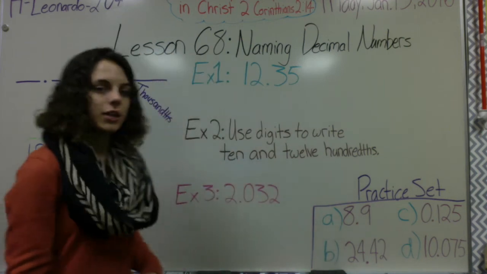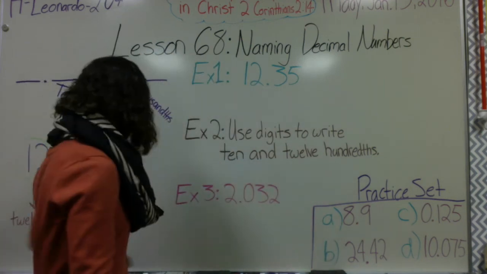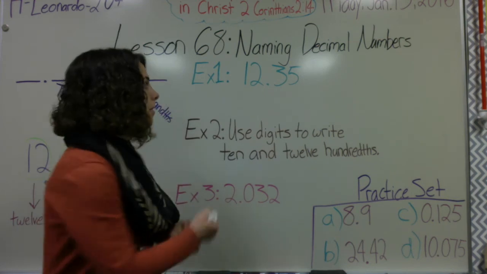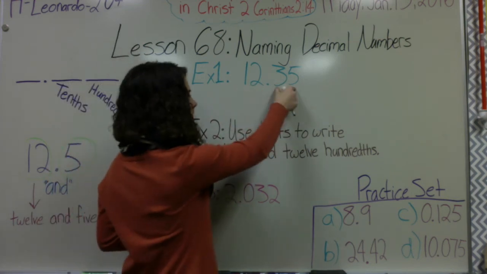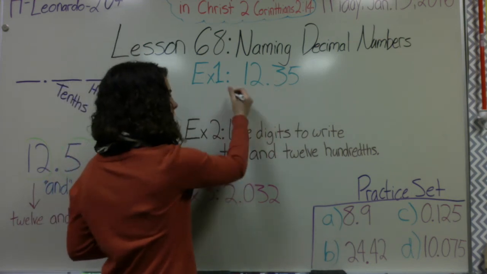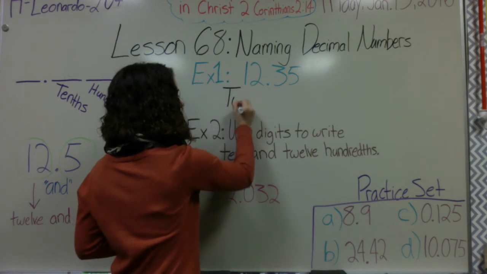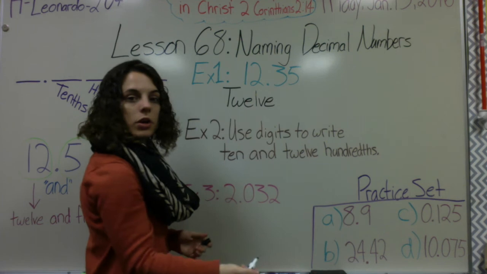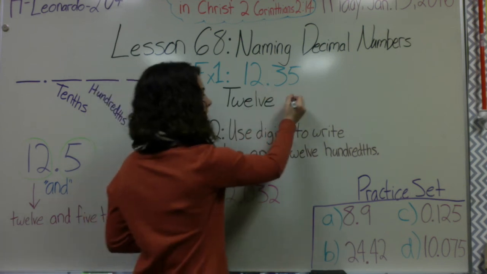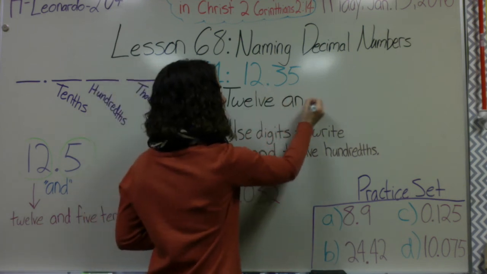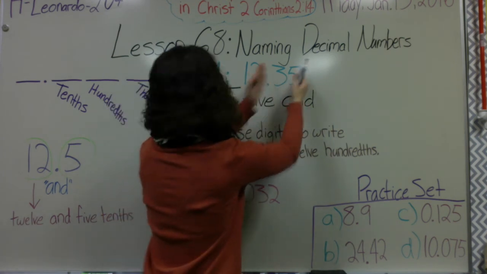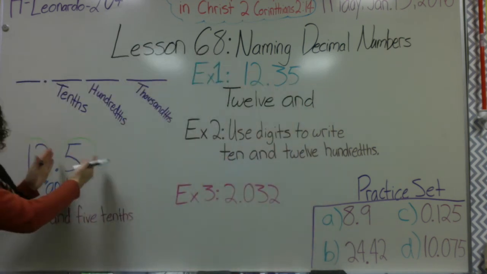So we're going to go ahead and look at the examples. Starting with example 1, we're going to write this using words. Again, I break it apart. The whole number is separate from the decimal number, so I know that this is 12. I want you to go ahead and write this down also. We have 12, the decimal point says and. Then I read the number just like normal. Just like I did here, break it apart as separate.